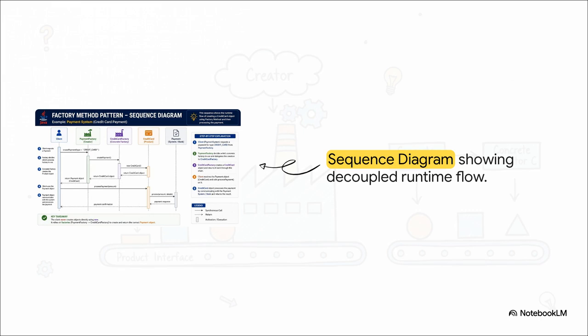Because of this decoupled flow, the system is totally open for extension. Like, want to add Apple Pay tomorrow? No problem. Just add a new factory. Literally zero existing code needs to change.